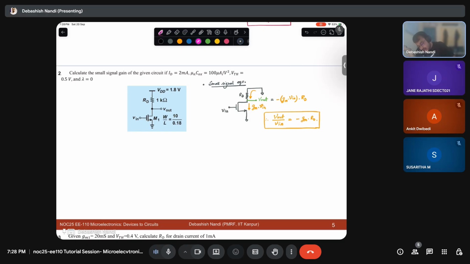And it is mentioned that lambda is equal to 0. That means this parallel resistance RDS or Rout is equal to infinity. So I can assume it as an open circuit. Fine. So now RD I know. RD is given as 1 kilo ohm. We need to find out GM, right? So how do we find out GM?